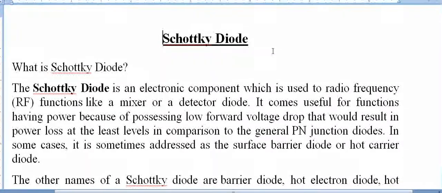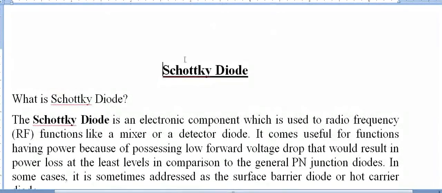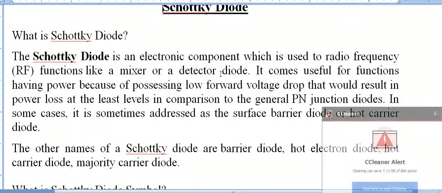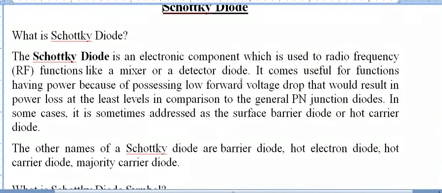Hello friends, today we are going to discuss a special purpose diode, that is the Schottky diode. Now what is a Schottky diode? The Schottky diode is an electronic component which is used for radio frequency functions like a mixer or a detector diode. It comes in useful for power functions because of its low forward voltage drop, which results in the least power loss in comparison to the general PN junction diode.